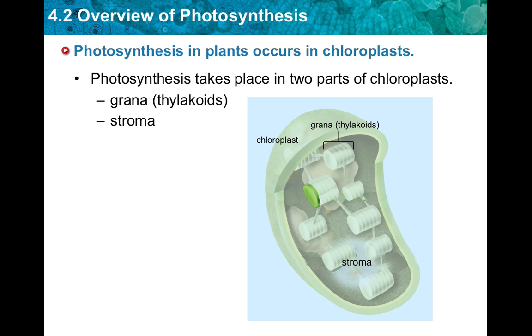of how do I explain it? Okay, for example, you have coins, right? And you organize them by stacking them into a pile. So one tall pile is called a grana, and one coin is called a thylakoid.